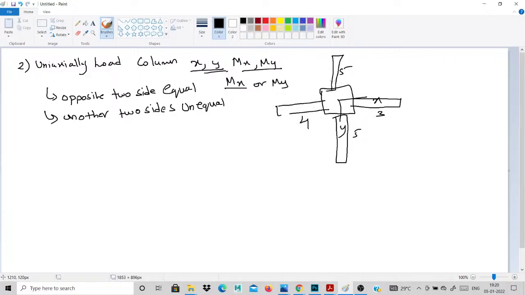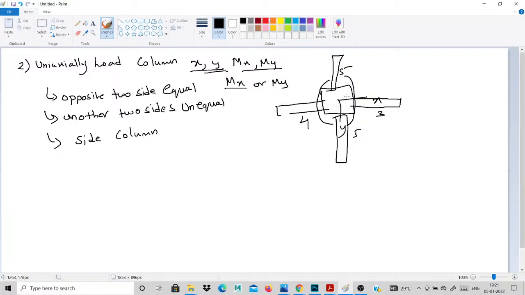Where the two sides are equal, the moment is easily transferred in that direction, but where they are unequal, some moment is transferred to the column. That is called a uniaxially loaded column. Another name is side column. The opposite two sides are equal, 5 meter and 5 meter, and the other two sides are unequal. Now it's clear how to identify the uniaxial column in your building.